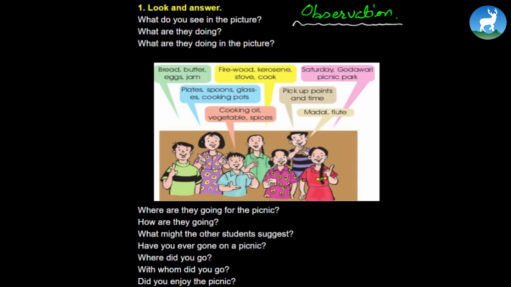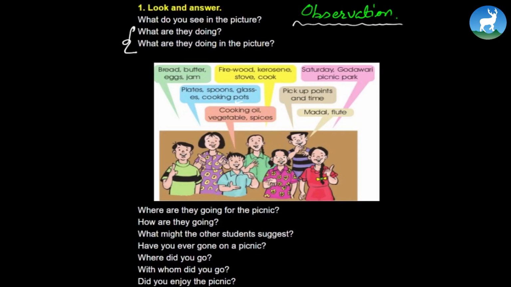What are they doing in the picture? Now again, though it's pretty similar, what are they doing in the picture? They are listing down the required items necessary for the picnic, from food to cooking pots. And where are they going for the picnic? One of the men here says Saturday Godavari picnic park. So they are going to Godavari picnic park for the picnic.